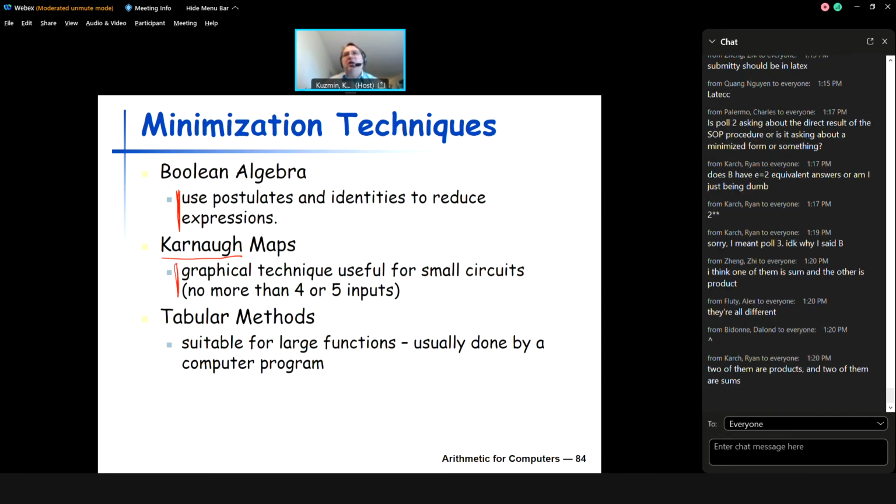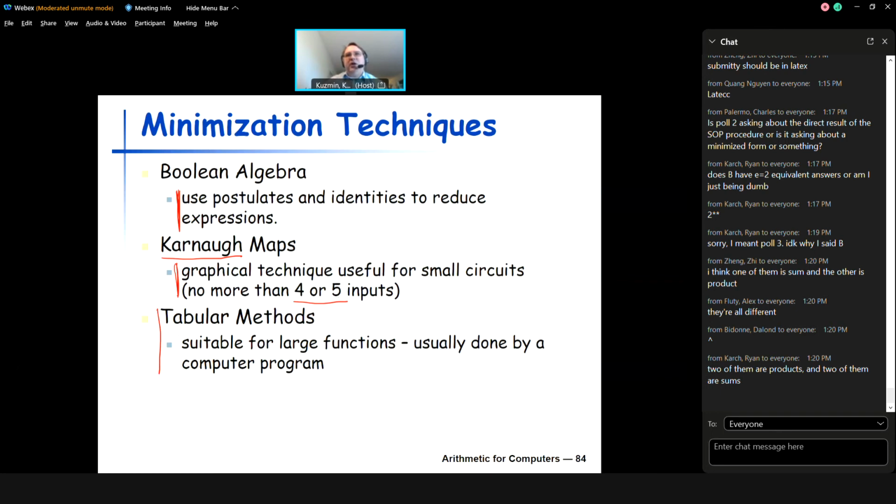It's a graphical technique suitable for manual minimization of relatively small circuits. So 4 or 5 inputs is doable. 5 inputs getting a little bit kind of tricky. Well, not tricky, but you just have to have a good imagination to see all the different patterns. But 5 inputs is doable. Beyond 5 inputs, it's just way too much work. So in this case, we go with tabular methods, which we are not going to discuss in this course. They are largely done by a program. It's an algorithm that is suitable for large functions with more inputs.